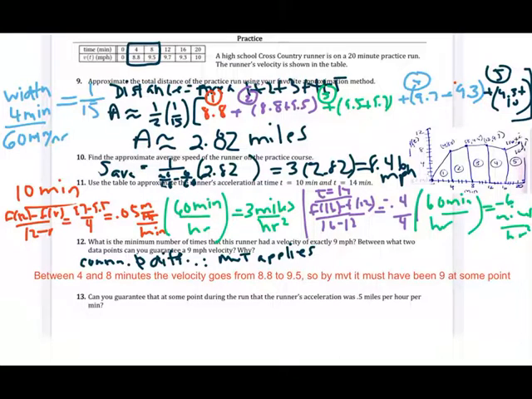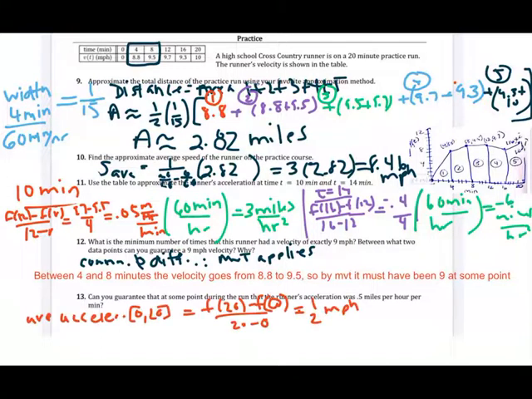And then the last question relating to this problem says, can you guarantee that at some point during the run, the runner's acceleration was 0.5 miles per hour per minute? So what we need to do is find the average acceleration first. So let's go ahead and do that. We're going to find the average acceleration on the interval from 0 to 20. So that's going to be f of 20 minus f of 0 over 20 minus 0, which is in fact going to be 1/2 miles per hour per minute. So since this is continuous and differentiable, by MVT, yes, we can guarantee that. And that's going to wrap up this problem.